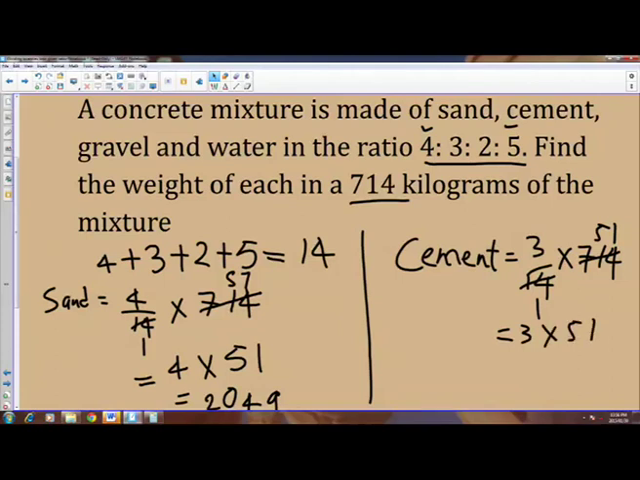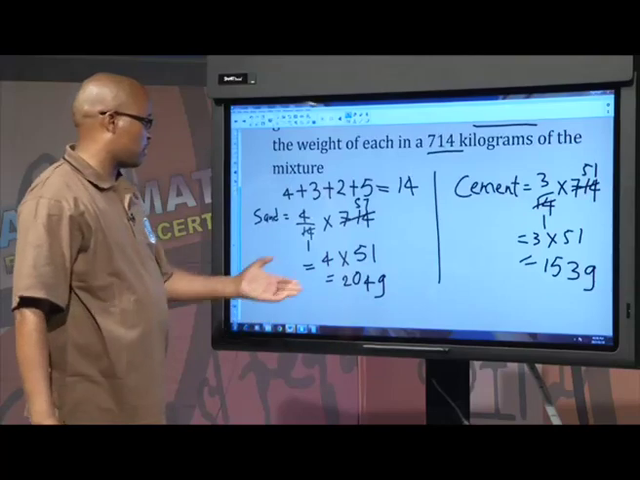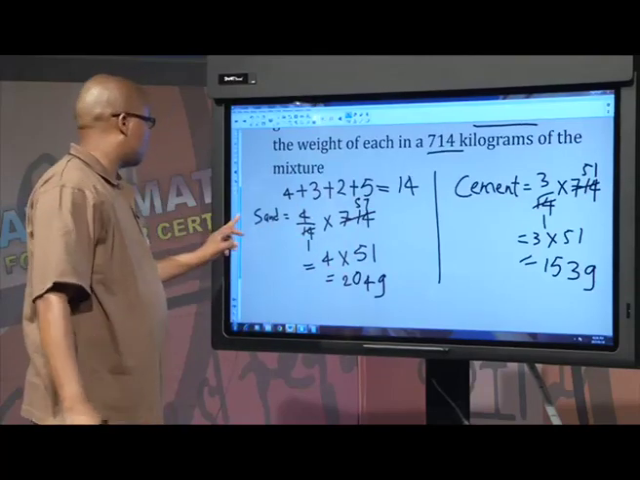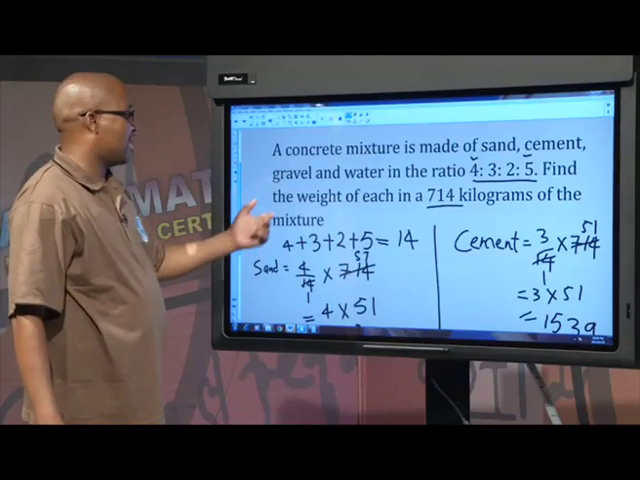What is 3 times 51? 3 times 1 is 3. 3 times 5 is 15. This simply means the weight of cement is 153 grams. We have managed to find the weight of sand and the weight of cement. The last two will be finding the weight of gravel and that of water.